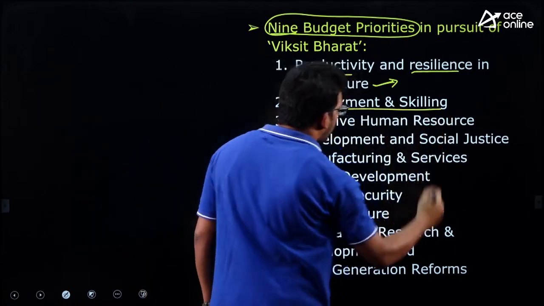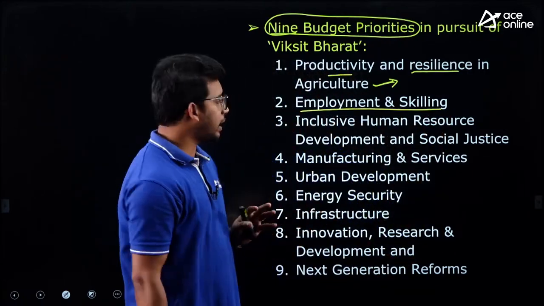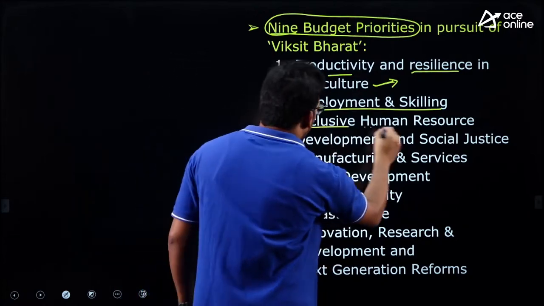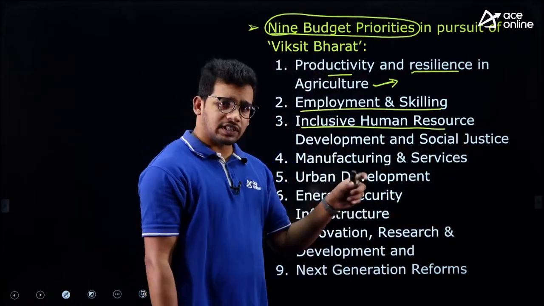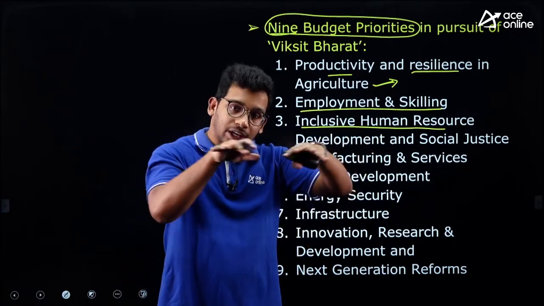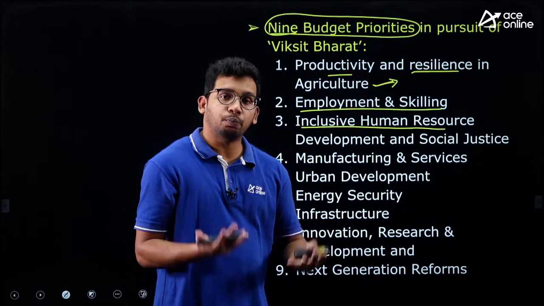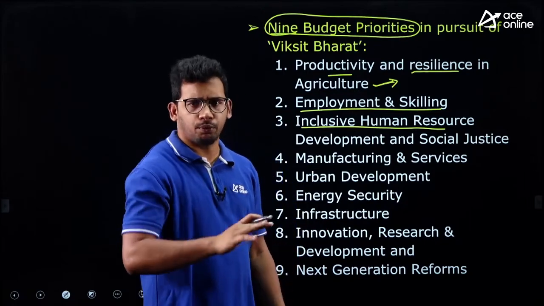Next one, employment and skilling is the second priority of government of India, right, under this budget. Next one, inclusive human resources development and social justice. So this is a little bit of a socio-economic thing. That means all the people have to develop equally. They are aiming to push up the lower class people, low strata people, right, who are poor and all.